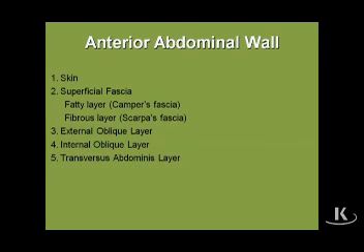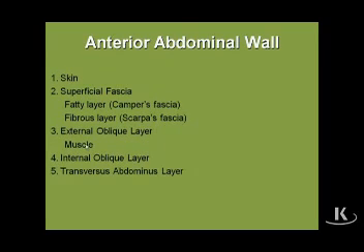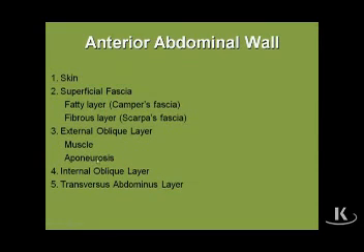Each layer has as one of its components a muscle. So there's an external oblique muscle, an internal oblique muscle, and a transversus abdominis muscle. Then each layer has, in addition to the muscle, an aponeurosis. Now, aponeurosis is a tendon. It's just another name for tendon. It means it's a wide, flat tendon.